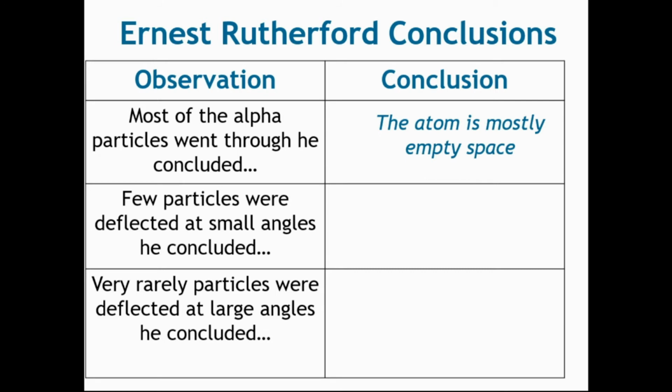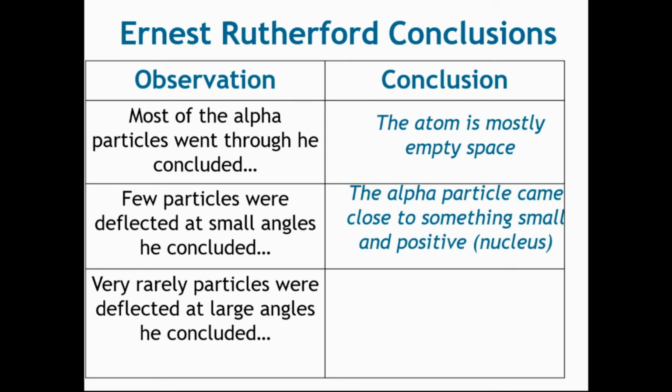So the first one: because he saw that most of the alpha particles went through the gold foil, then he said the atom is mostly empty space. Okay? Because if all the alpha particles are just going through, then it means there's no obstacle there. So that means that the atom is actually mostly empty space. Now, few particles were deflected at small angles. The conclusion is that the alpha particles came close to something small and positive, probably the nucleus. Okay?